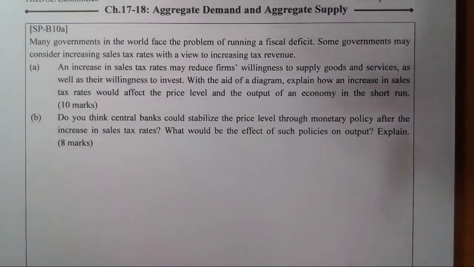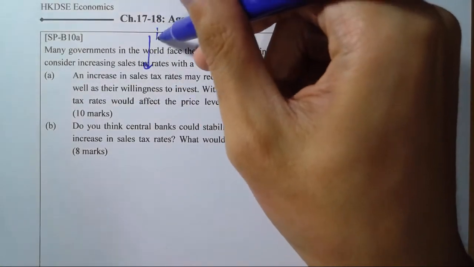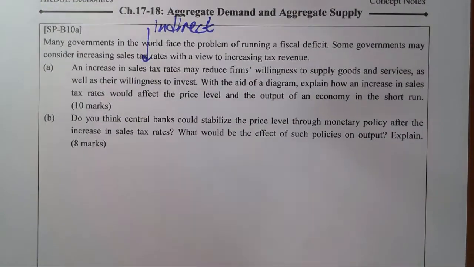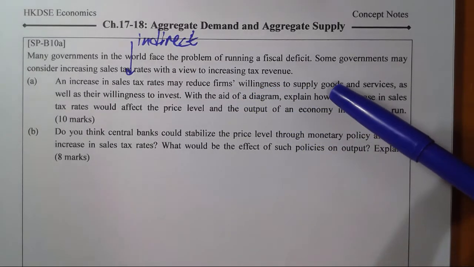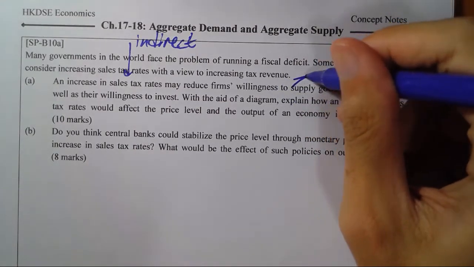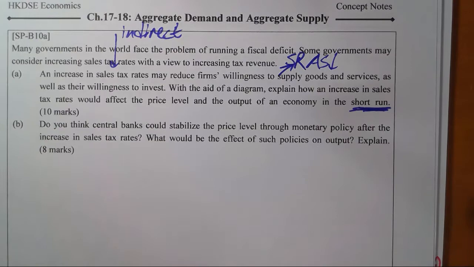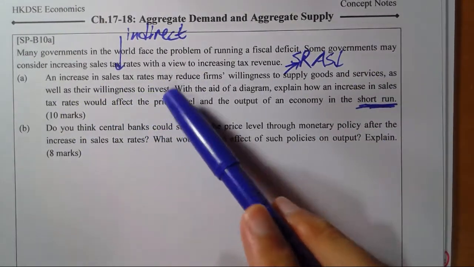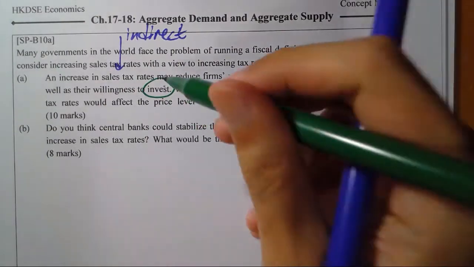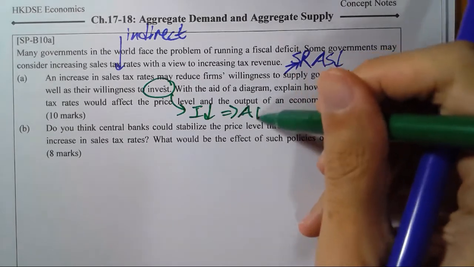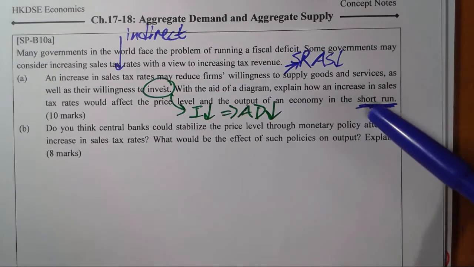Okay, now here, let's look at what the sample paper asks for. Now, it says, increase in sales tax rate. Now, sales tax rate, obviously, this is an indirect tax because it is not salary, not profit, and not property. Okay, indirect tax may reduce the willingness to supply goods and services. Willingness to supply meaning AS decreases, and this question asks for short run, therefore SRAS decreases. Now, as well as their willingness to invest. When you see the word invest, you remember it would be I decreases, therefore AD also decreases. Okay, 得唔得？So in the short run, what happens?